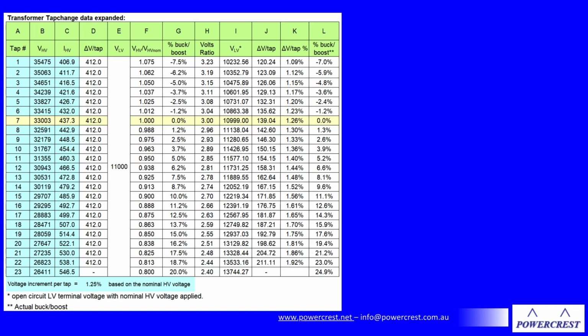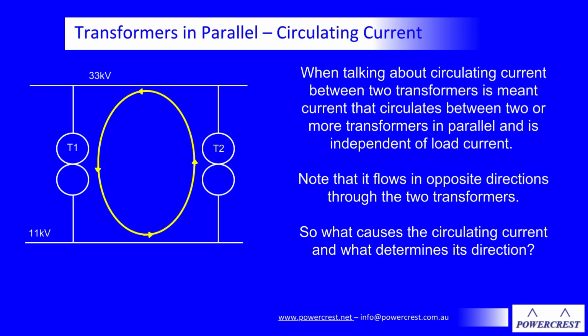So, if we take the HV voltage at each tap and divide it by the nominal, we get the total boost buck range for the tap changer, which is minus 7.5% to plus 20% for this transformer, as can be seen in columns F and G. However, the actual boost buck range in terms of LV open circuit voltage given in column L is minus 7% to 24.9%.